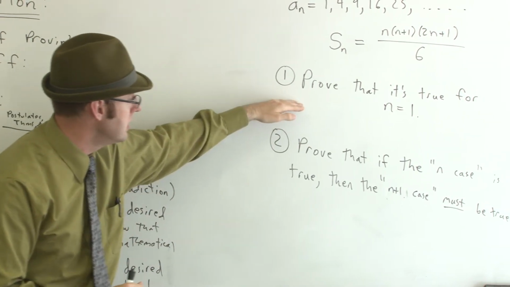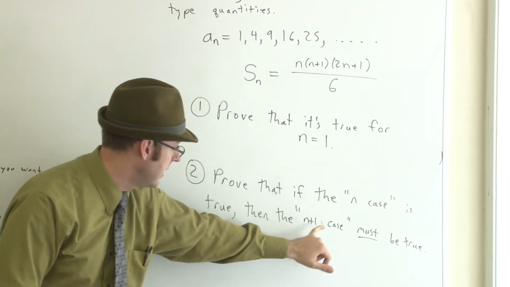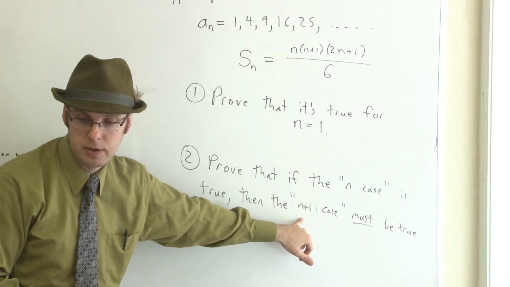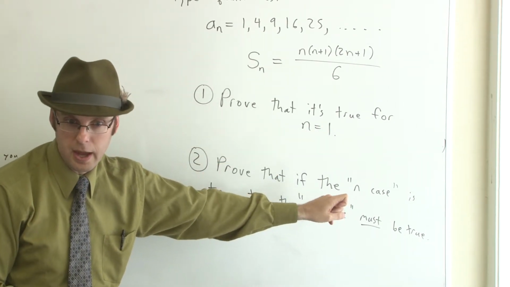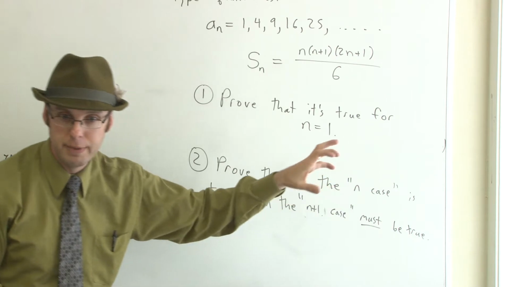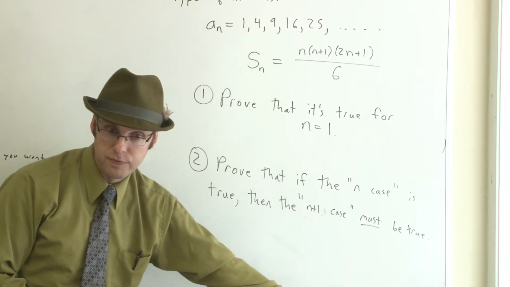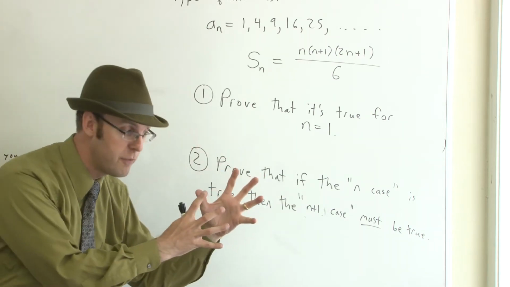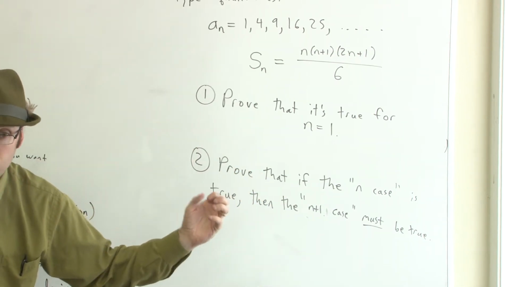So if I know that 1 is true, and if I know that if a previous case is true, the next must be true, then that means that 1 being true makes 2 true. And that 2 being true makes the n equals 3 case true. And that n equals 3 being true makes the n equals 4 case true, which means that for any number from 1 to infinity is true.